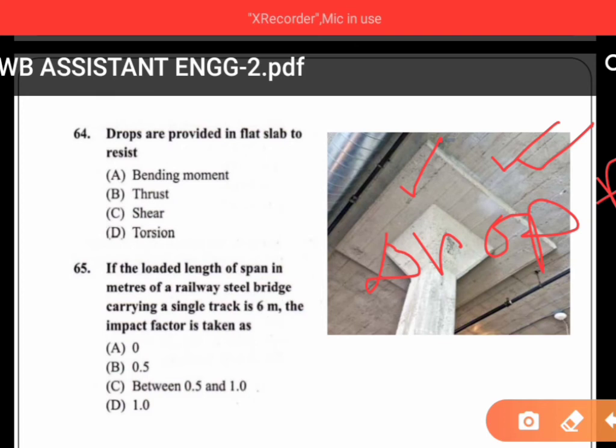If the loaded length of span in meters of a railway steel bridge carrying a single track is 6 meters, the impact factor is taken as. The correct answer for this question is between 0.5 and 1.0. That means option C. Now proceeding to the next question.